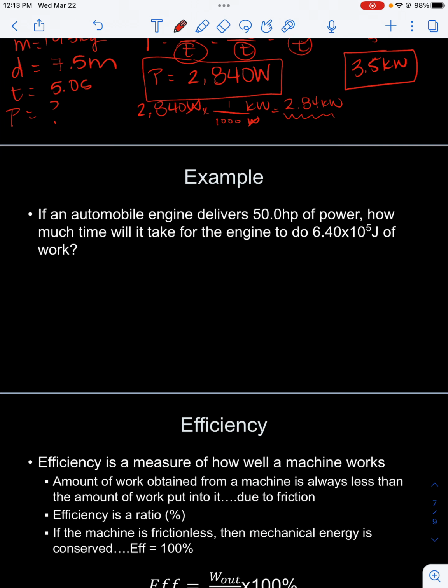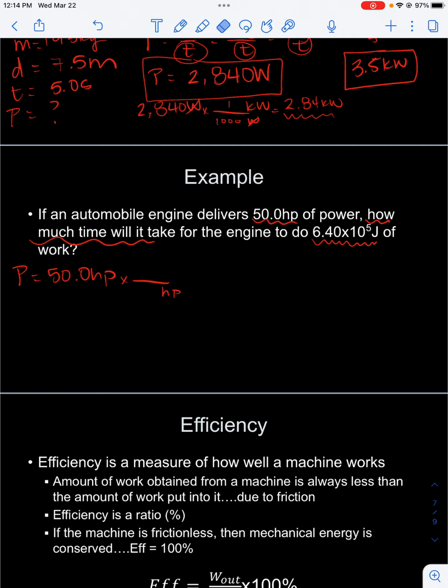All right, let's look at this one. If an automobile engine delivers 50 horsepower of power, how much time will it take for the engine to do 6.40 times 10 to the 5th joules of work? All right, so let's write down our givens. We have been given power in horsepower. A big red flag should be thrown up in your brain. Horsepower is a unit for power, but it's not the one that we use with our equations. So we do have to turn this into watts.